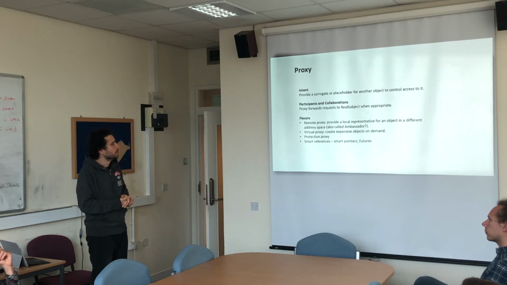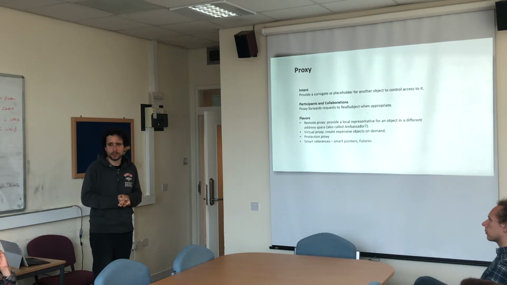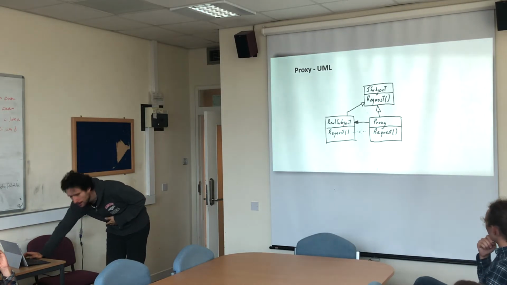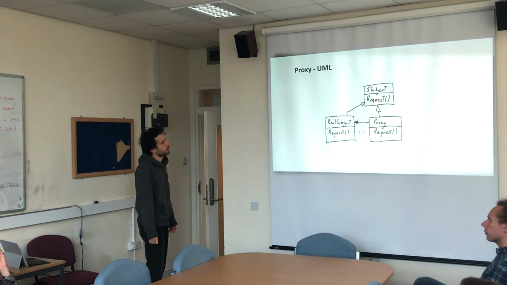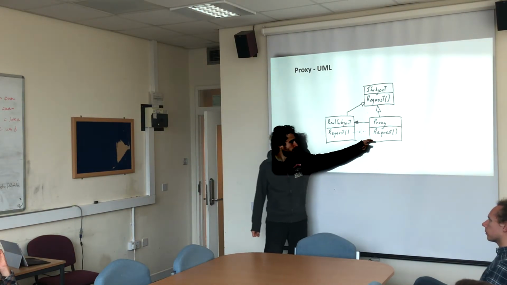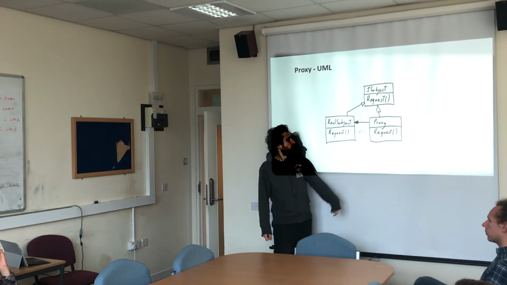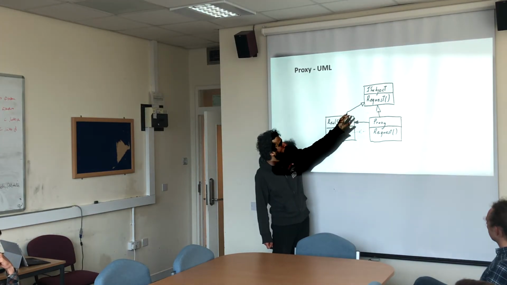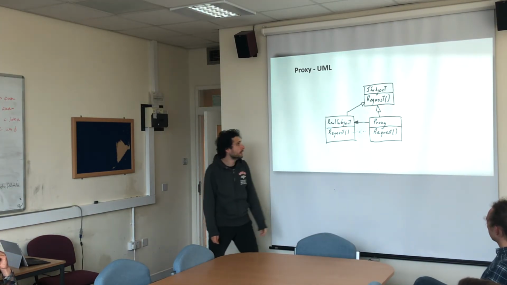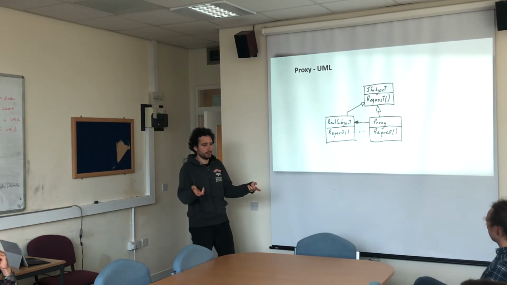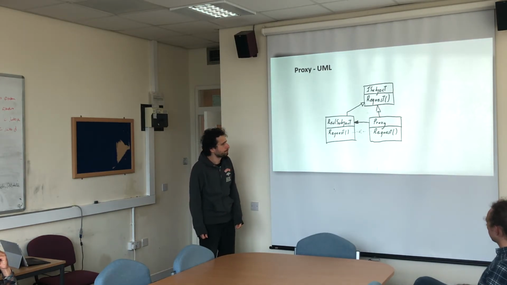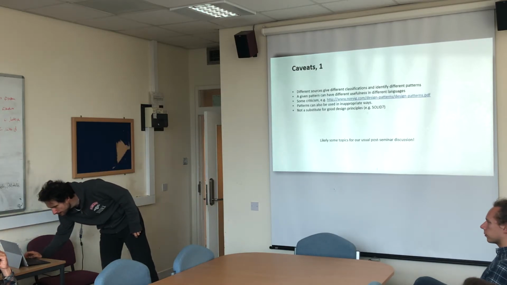There are also other examples that you can read there. Also, futures can be considered as proxies. Here is a simple UML diagram for proxies. You have the proxy object, which has a request method that will call the request on the real subject, and both of them are an extension or an implementation of the subject class.